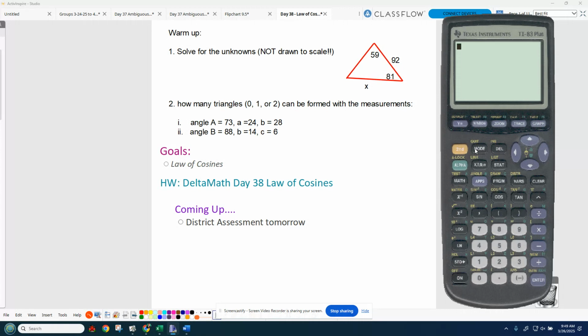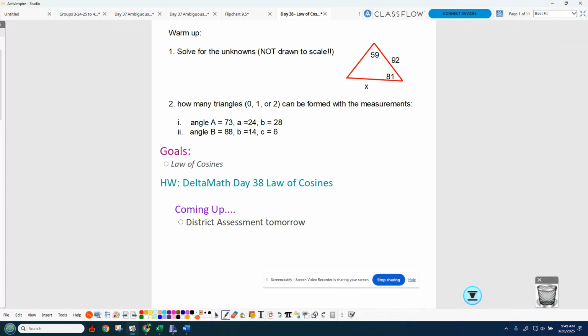But it says solve for the unknowns. How many unknowns do I have labeled on here? Just the x. So Keith, what can you tell me? How do I set up something to find x? Sine of 59 over x, because the side across from 59 degrees is x, yeah?